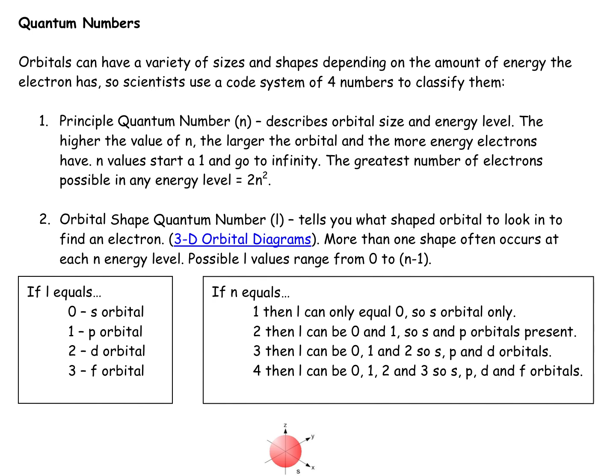Coding-wise, n always starts with the integer 1 and goes to infinity. So 1, 2, 3, 4, 5. The faster the electron goes, the higher the n value is going to be.